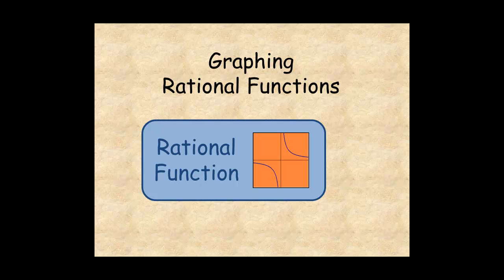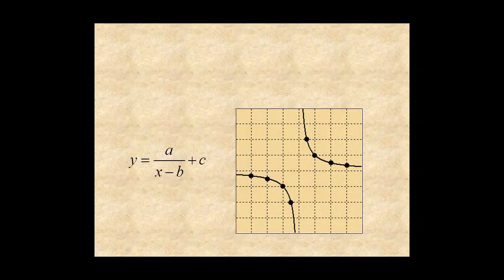This lesson shows how to graph rational functions. In previous lessons, you learned one way to write the general form of a rational function, y equals a over x minus b plus c.